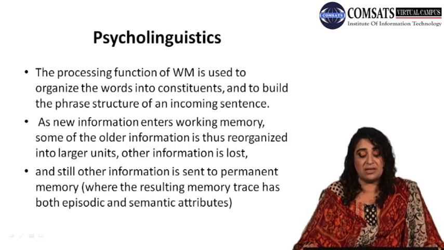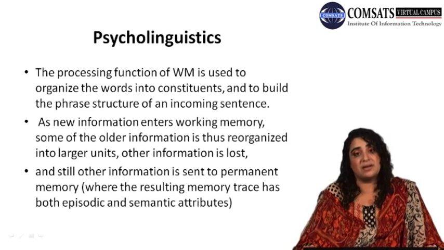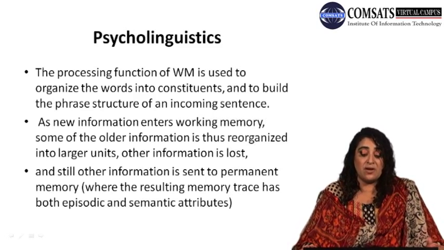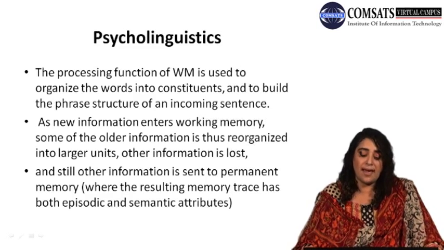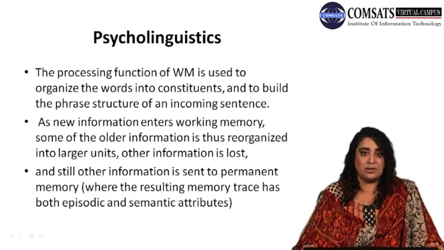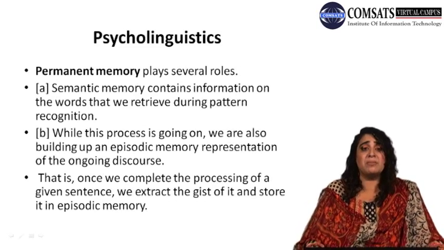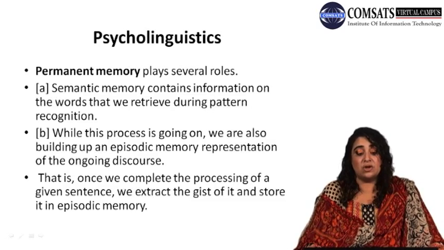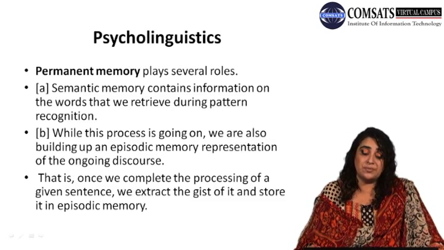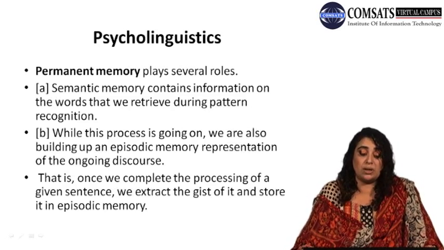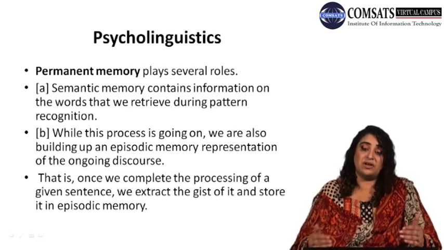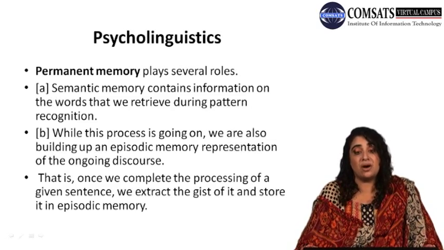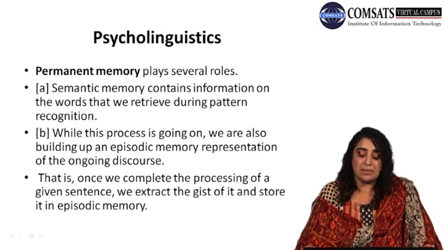Where the resulting memory trace has both episodic and semantic attributes. So the resulting memory in permanent memory will have traces of both episodic and semantic memory; it gets stored in both. Now permanent memory plays several roles. First, semantic memory contains information on the words that we retrieve during pattern recognition. So semantic memory would contain those words or that information that we retrieve during pattern recognition.